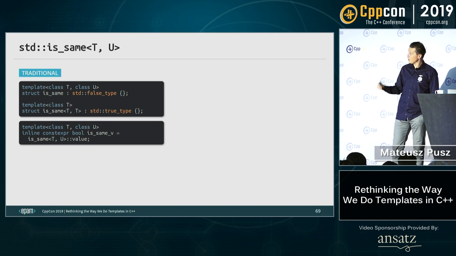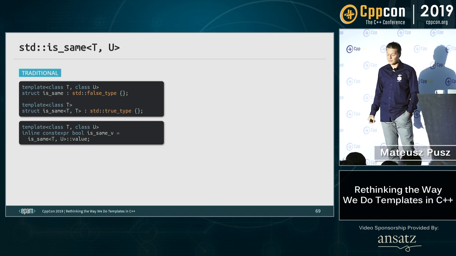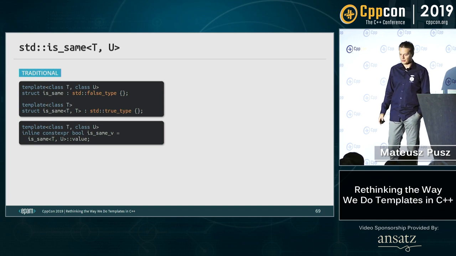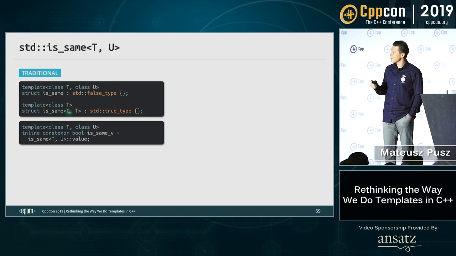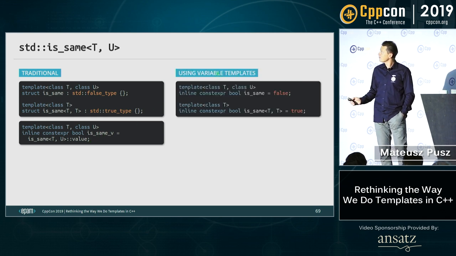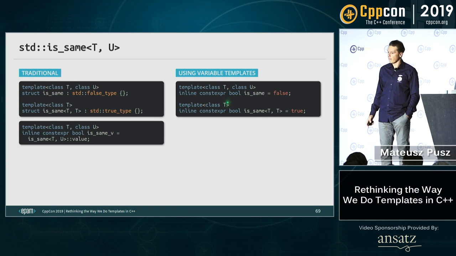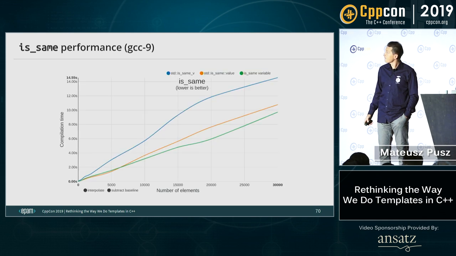So I would like to show you also another use case, for example, the same type trait. This is the typical standard implementation of it based on the specialization of the primary class template and the convenience helper that we are using often in our code, yes? And this is how you can do it with variable template. This is shorter and faster.